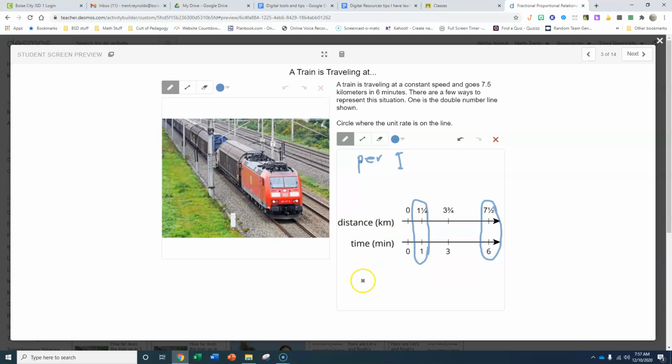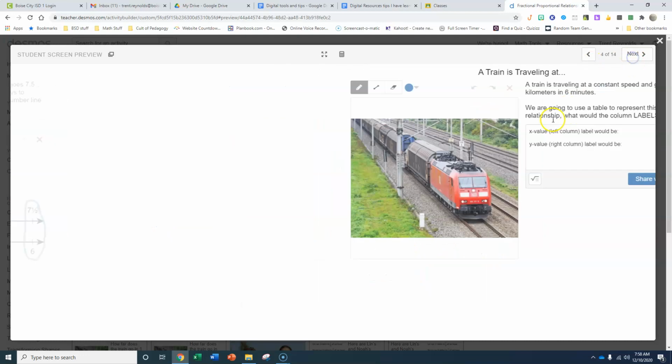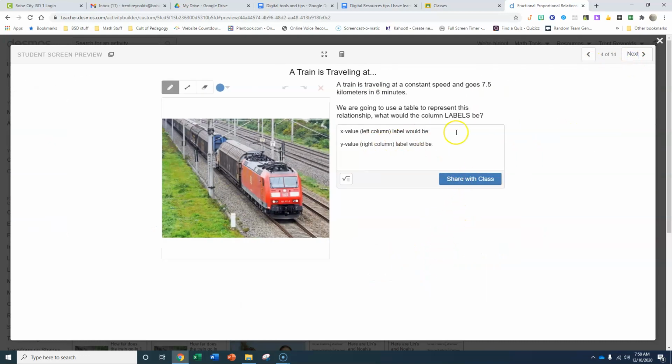Now, here's the nice thing about unit rates, right? A unit rate is equal to K, which is our constant of proportionality. So there's my constant, right? So if I wanted to find the constant of proportionality, I would want to find the unit rate. Okay, so next screen, we talked about labels.